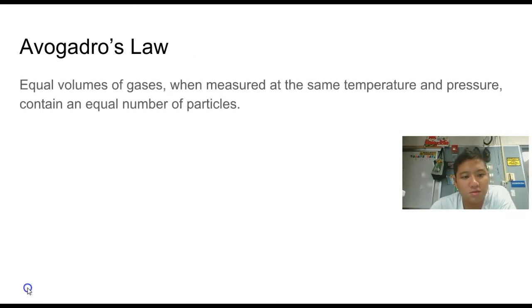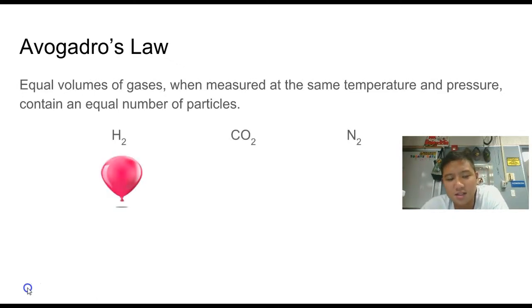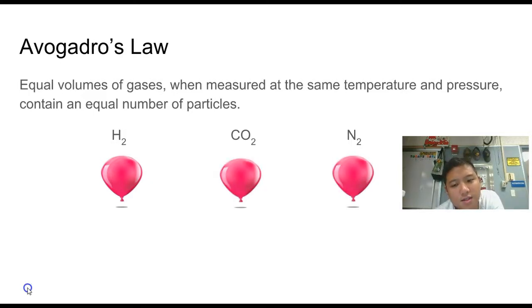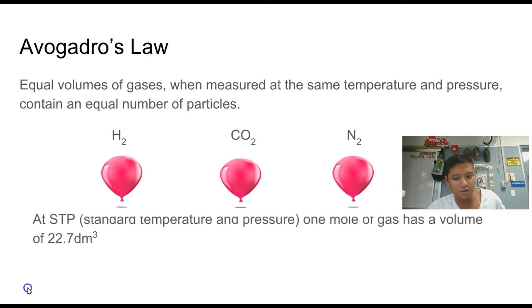Equal volumes of gases, when measured at the same temperature and pressure, contain an equal number of particles. So it doesn't matter the identity of the gas. We have hydrogen, carbon dioxide, and nitrogen, and these are all at the same temperature and pressure with equal volumes. We're going to have the same number of particles of these gases in these containers.